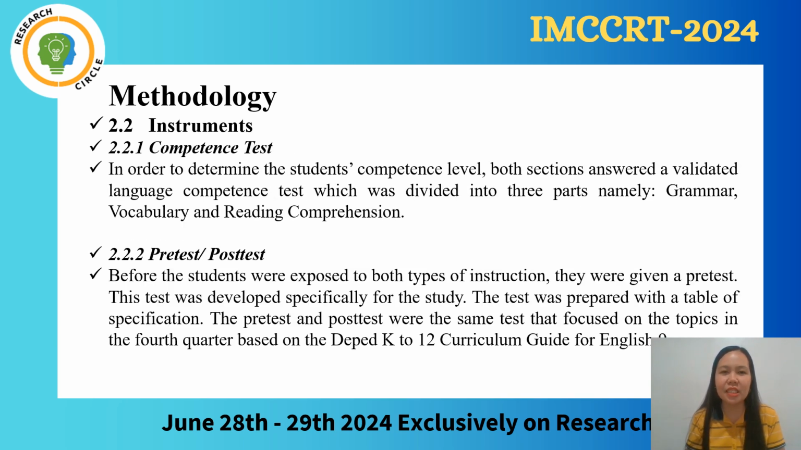For the instruments of my study, I first used the competence test, which is to determine the students' competence level. Both sections, the control and the experimental group, took the competence test. This was also the basis of their groupings. The pre-test and the post-test were given to both the control and the experimental group. This test was developed specifically for the study, and it was prepared with a table of specification, of course.